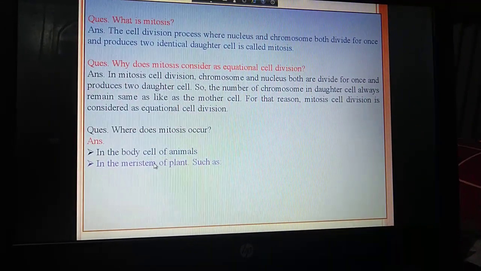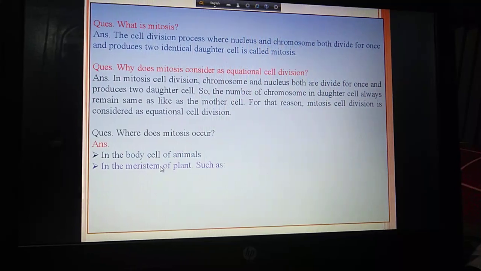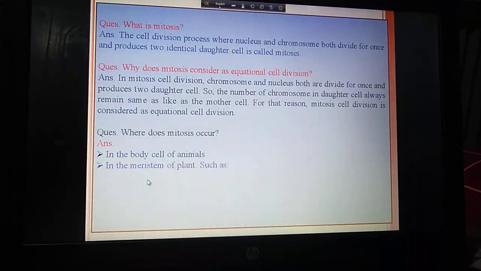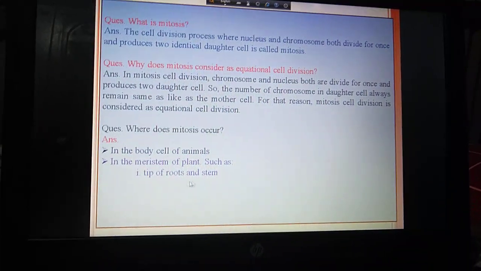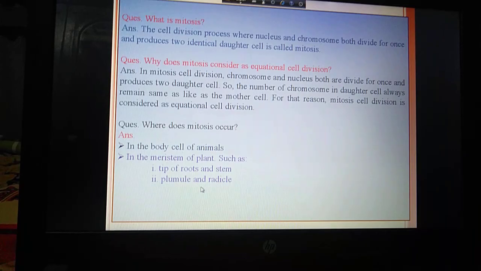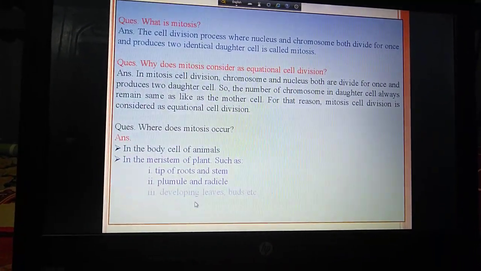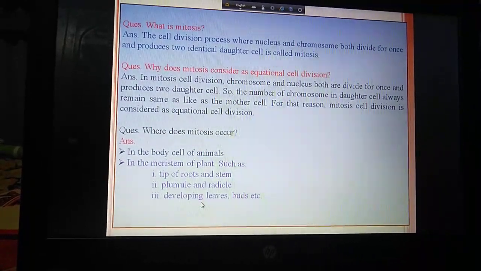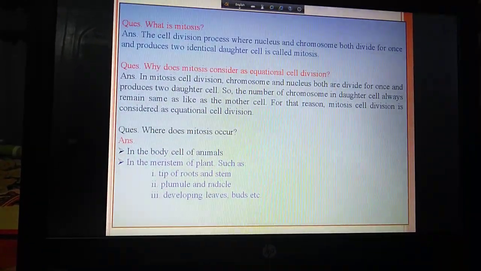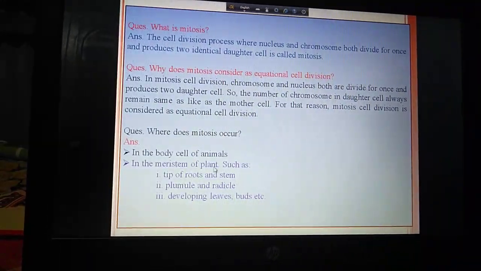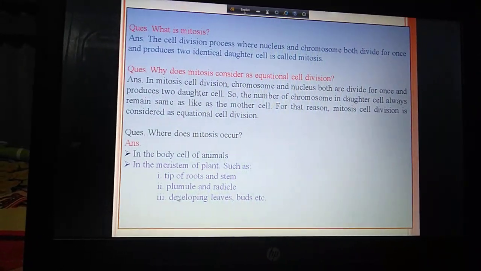That means the place of a plant which can increase and grow is called the meristematic region, as for example, tip of roots and stem, then plumule and radicle, then developing leaves and buds. So all the parts of the plant contain meristematic regions. That means at that place mitosis occurs at the time of the growth of the plant.